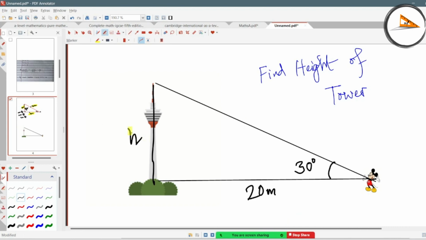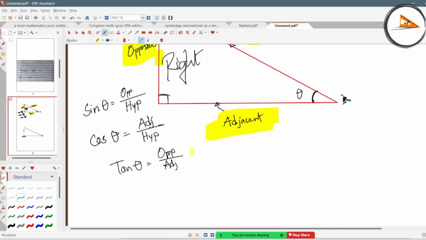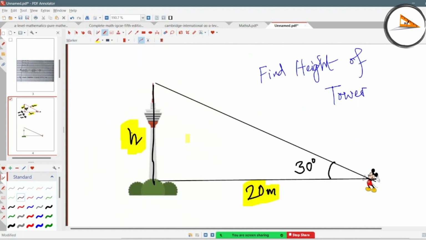Now we'll look for the relationship. What is the relationship between this height and this 20 meters? From the right angle triangle perspective, this height is opposite and this 20 meters is adjacent, right? The ratio of opposite and adjacent is called tan theta. And the value of theta is given here: 30 degrees. So we can directly apply the relationship. We can say tan 30 is equal to opposite over adjacent, that is h over 20.